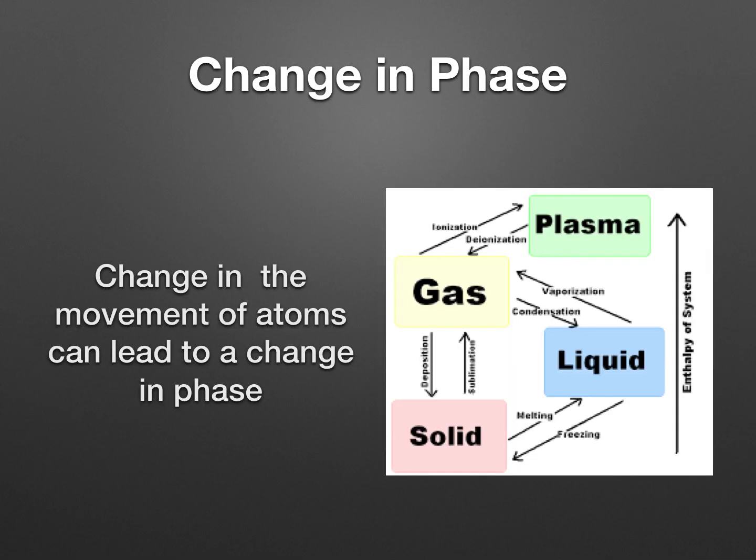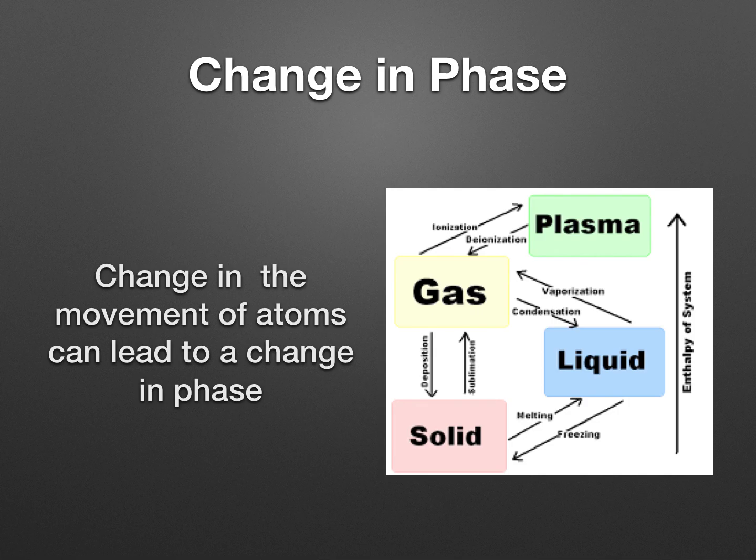Second definition is change in phase. Change in phase is the change in the movement of the atoms that can lead to a change in phase, meaning if you take a solid and you heat it, it will become a liquid. Or if you heat a liquid, it will become a gas. Or if you heat a gas, it can become a plasma. But if you take away heat, it can become another. So change in phase is talking about the states of matter, but how they get to each other.